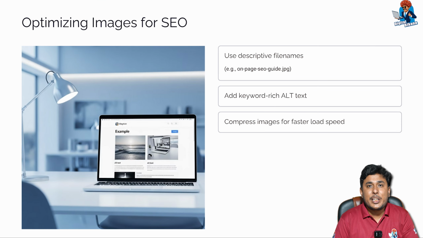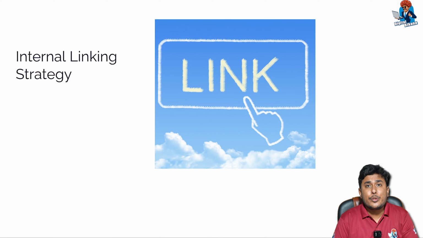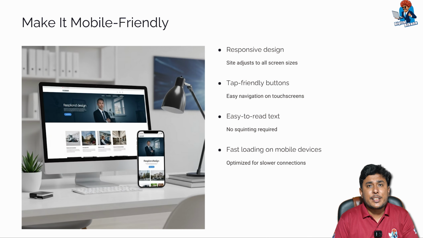Search engines can't see images the way we do. That's why adding descriptive file names and alt text is crucial for image SEO and accessibility. Internal links guide users to related content on your site and help search engines crawl your website more efficiently. Google uses mobile-first indexing, so your site must be responsive. Test it on different devices to make sure it loads fast and looks great on phones and tablets.